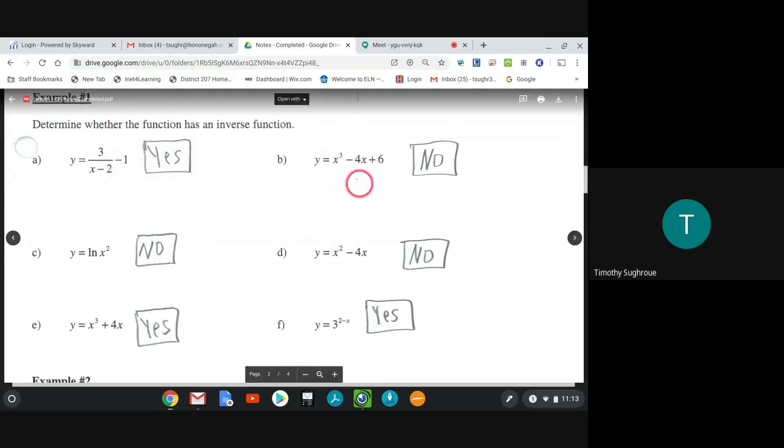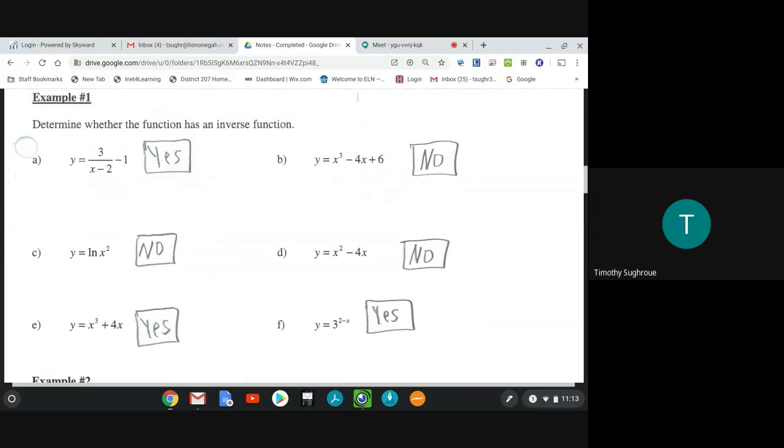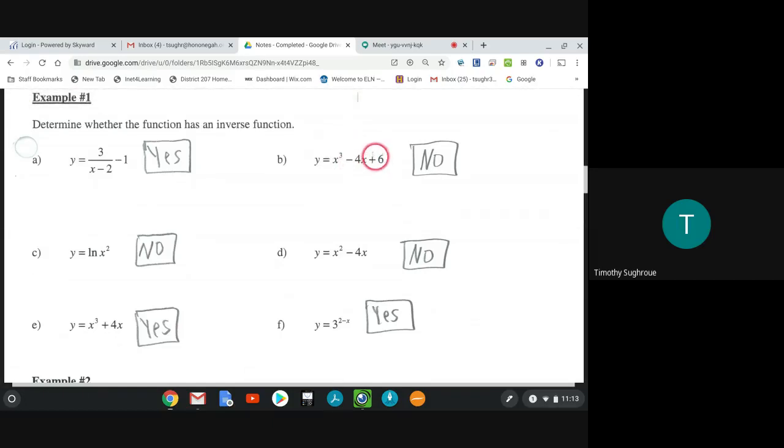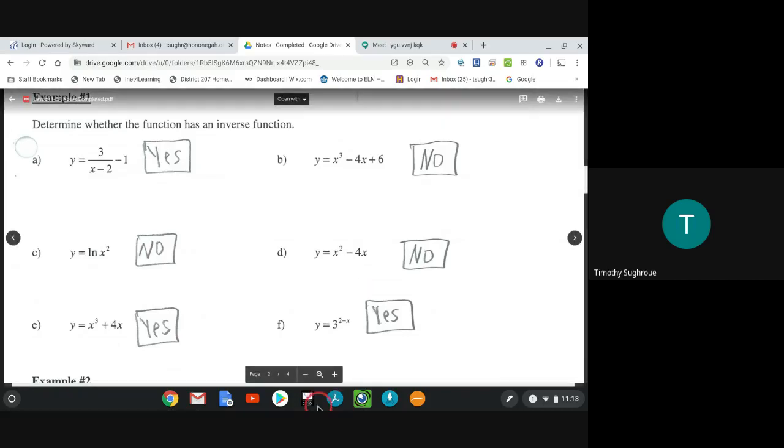On this one, this cubic function, cubics can be a little bit confusing because sometimes they have inverses and other times they don't. On this particular situation, it does not have an inverse because this cubic turns. Let's just take a look at this one in the calculator. It's easy enough to type in x cubed minus 4x plus 6.